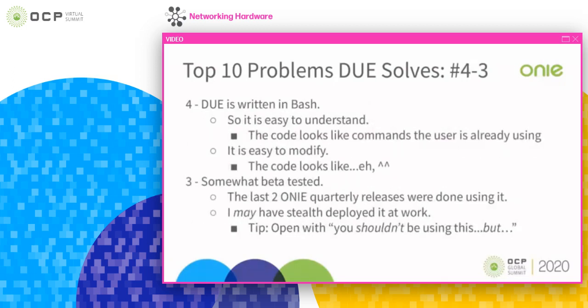Do is written in Bash, so it's really easy to understand. It looks like things that the user is trying to do anyway through the command line. So it's easy to modify. It's easy to understand. It runs pretty much everywhere. It's also been somewhat beta tested. I did the last 2 ONIE quarterly releases with it, and I just might have stealth deployed it at work.